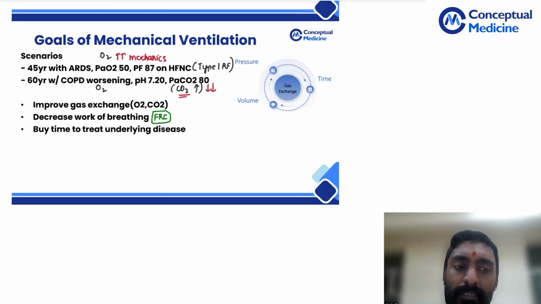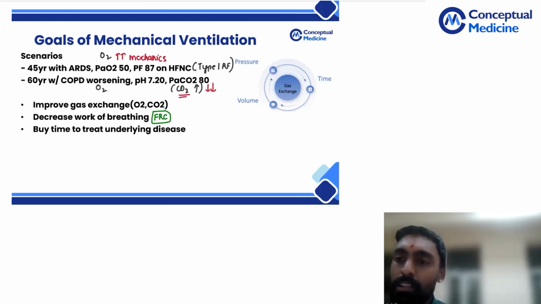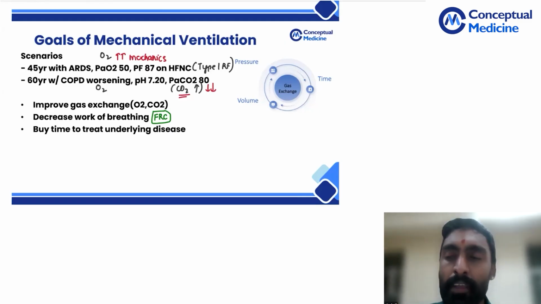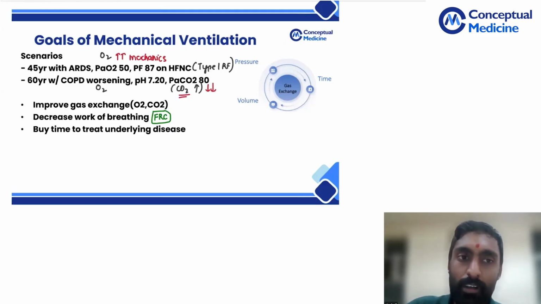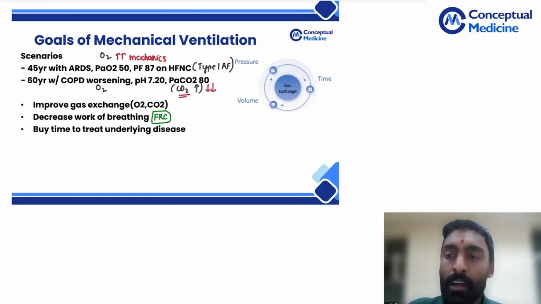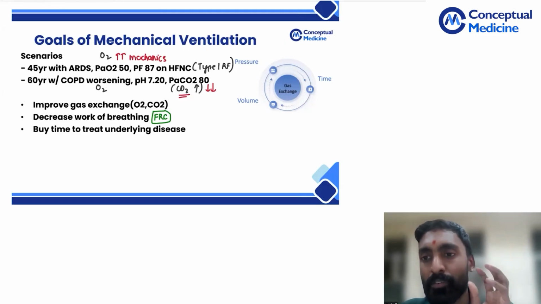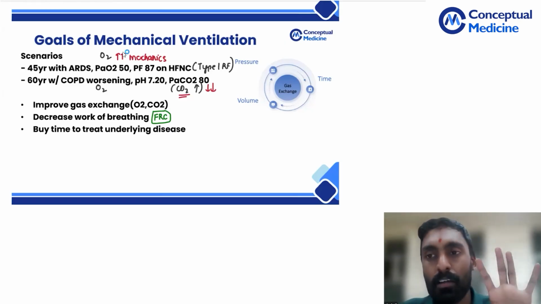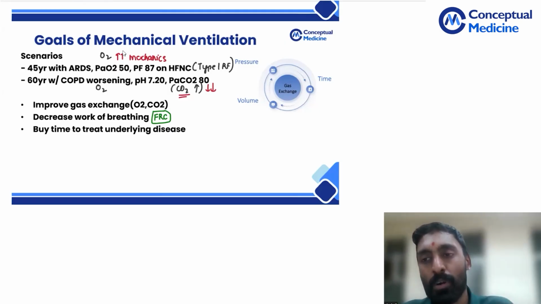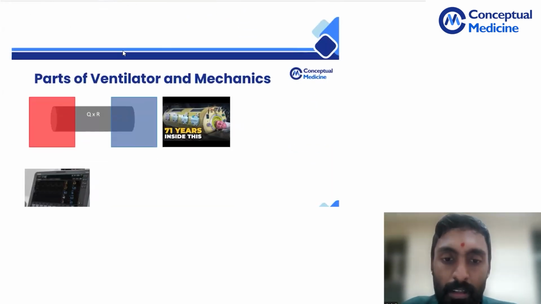So if we ask you, what does the ventilator do? All that the ventilator does is it gives you time to correct the underlying disease that we have. It does not change anything abruptly. All that it does is give you some time to understand what is happening to the lung and correct whatever could be reversible.